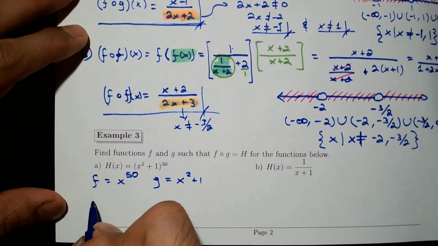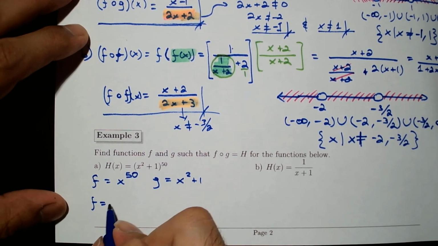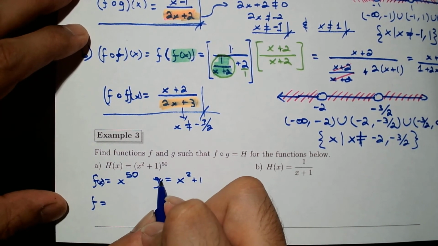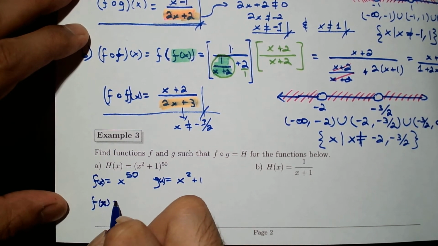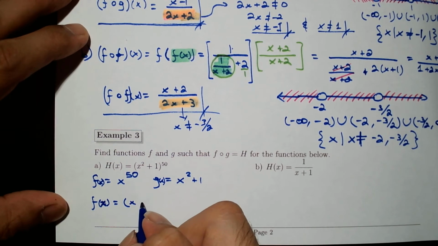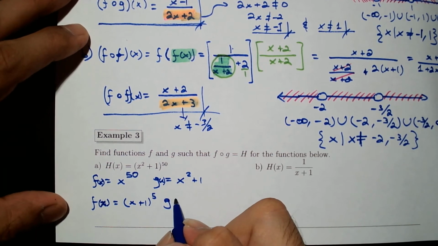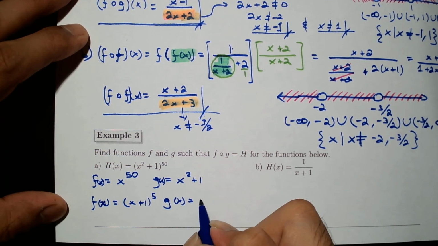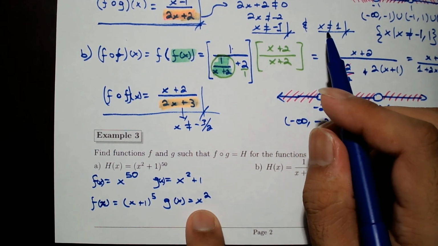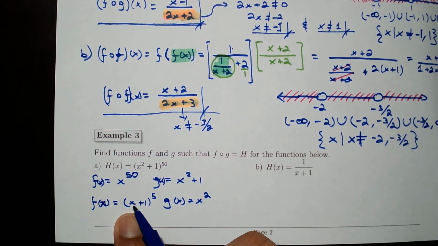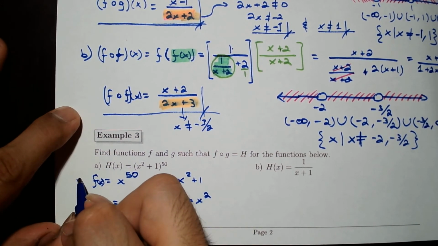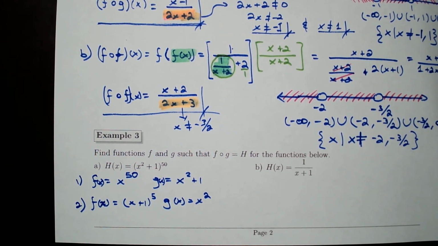Another possibility that I could think of is to make f of x equal x plus 1 to the 50th power, and g of x to be simply x squared. If we plug in x squared, we will plug it in where we see the letter x, which is here. That'll be x squared plus 1. So that's two possibilities, 1 and 2. Again, for this type of exercises, the possibilities could be more than one.